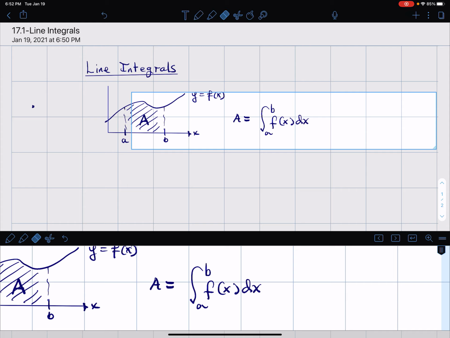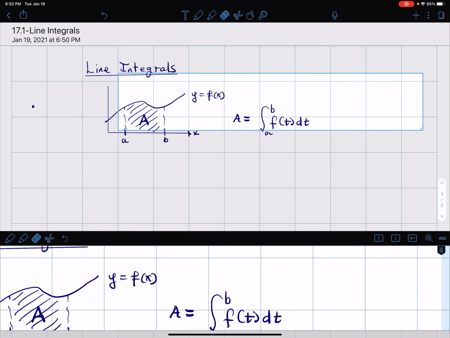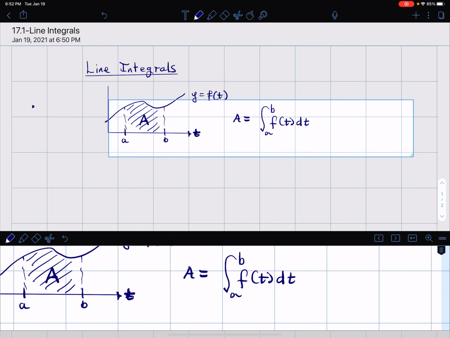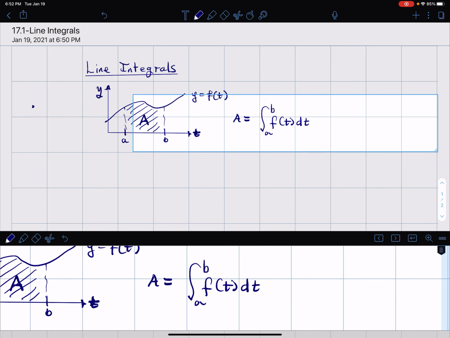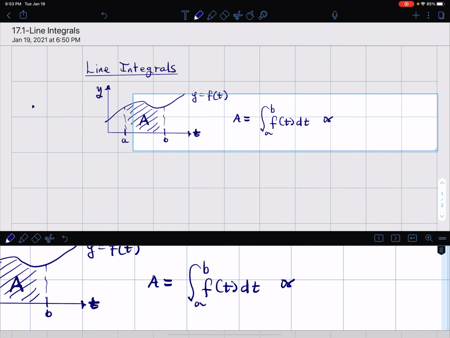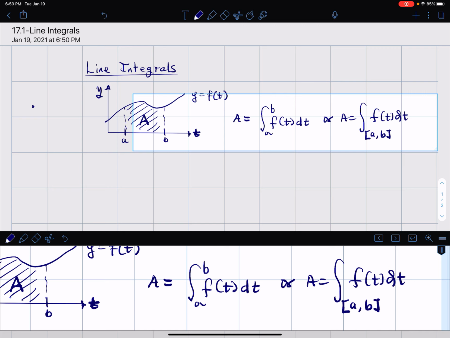You know what? I would like to use a different variable. I'm going to use the variable t for some reason because we're dealing with parameters now. But think of t as your x. So let's call this axis t axis, and let's call this y axis. Doesn't matter. It's the same thing. So another way to write this integral is the integral a to b right here. So this is just a different notation. I'm sure you've seen it, or maybe you haven't. It's not popular.